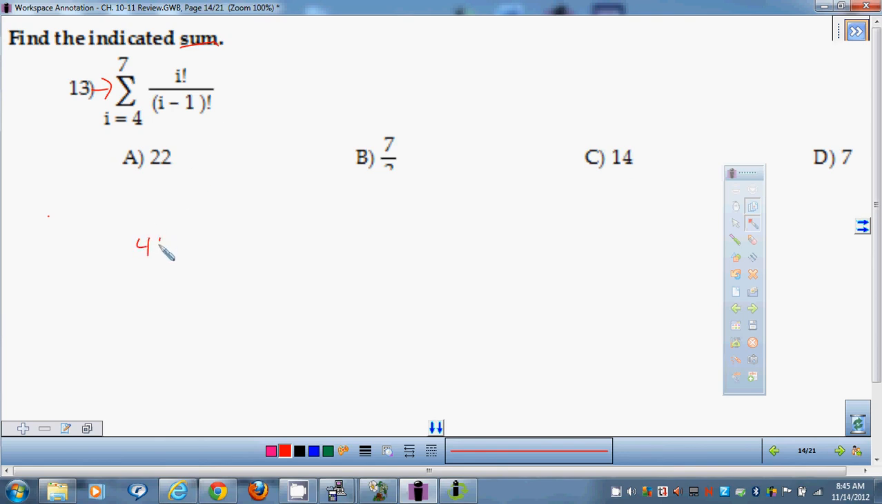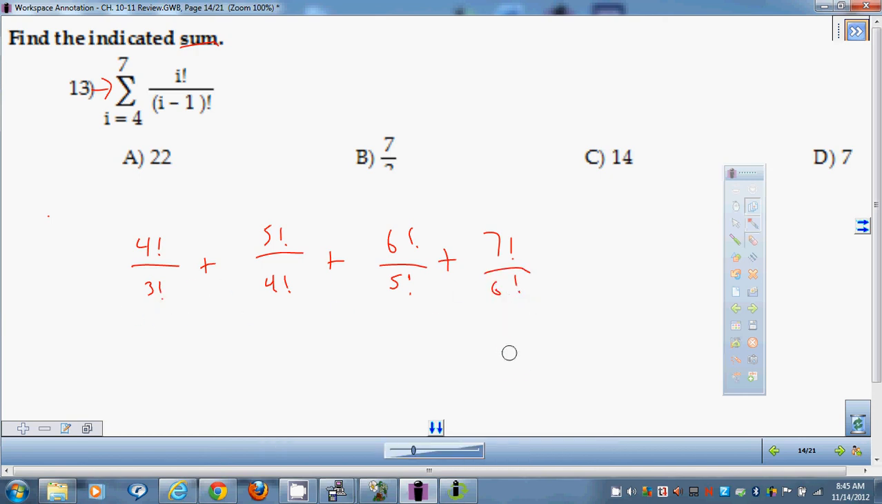So 4 factorial over 4 minus 1 factorial plus 5 factorial over 5 minus 1 factorial plus 6 factorial over 6 minus 1 factorial plus 7 factorial over 7 minus 1 factorial. Who remembers how these reduce? That's right. Because they're all only one different, this is essentially just 4, 5, 6, and 7, because everything else cancels, right? So 4 plus 5 plus 6 plus 7 is what? 22.